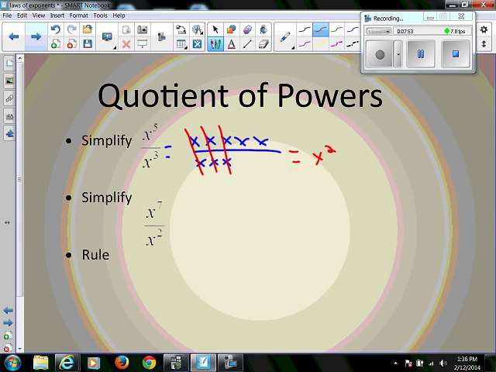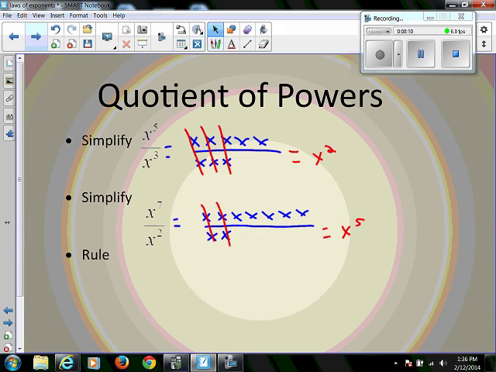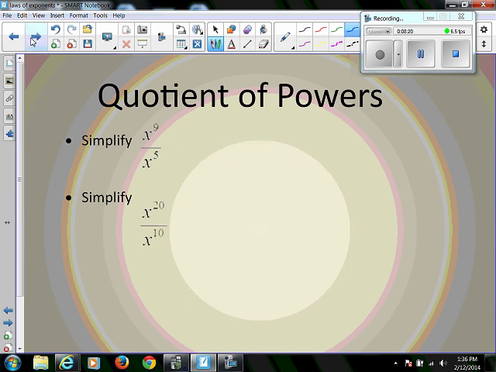X to the 7th divided by x squared. We have x to the 5th. And we see a rule. Where it's 5 and 3 made 2, 7 and 2 made 5. Yes, the rule is I subtract my exponents. You try these two on your own, just using the rule.